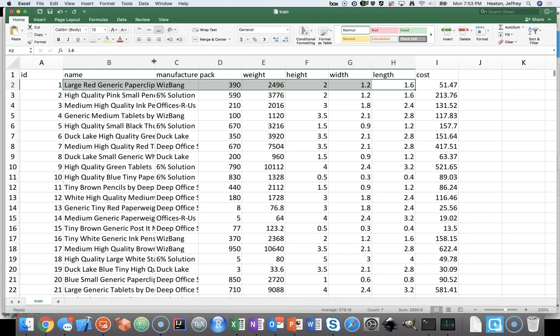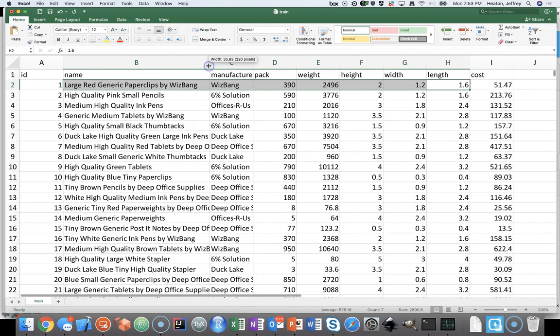So some of these values, like name, well, the auto miles per gallon data set, you usually strip off the name of the car. The name here is important. There's data that you can extract out of this. Large red generic paper clips by Whizbang. That is the name of that product. And the manufacturer here is Whizbang.